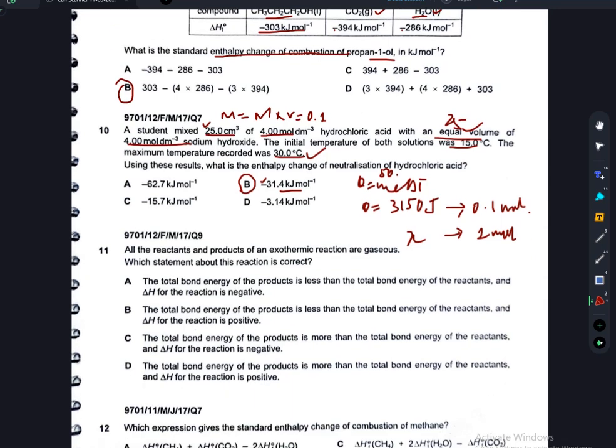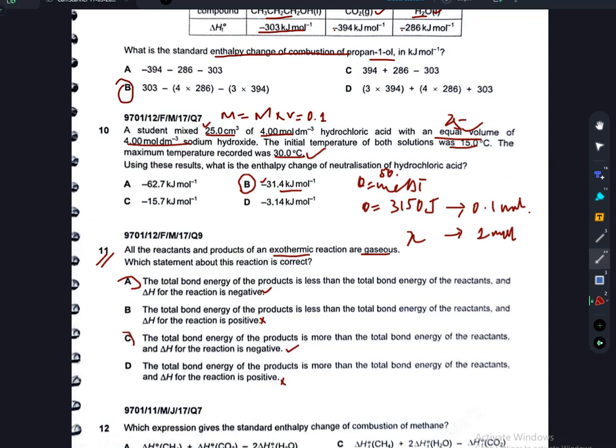Okay, now question number 11. So this is a tricky one definitely. All the reactants and products of an exothermic reaction are gaseous. Which statement about this reaction is correct? So delta H for the reaction is negative. Yes, it should be. It would never be positive. So you are already left with either A or C. Now again, here is a tricky part.